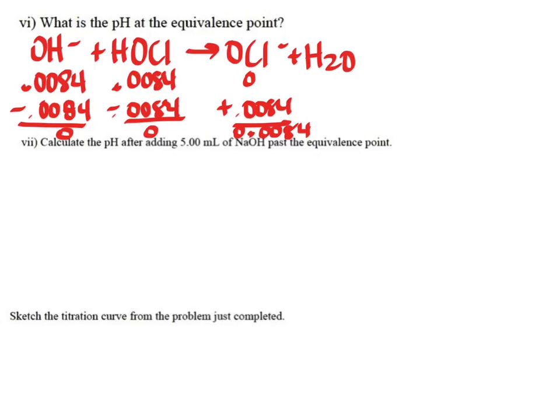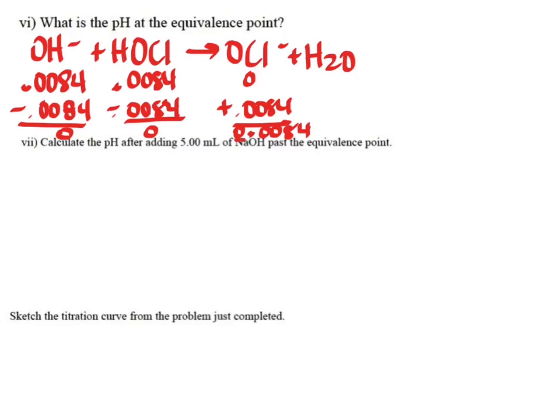All right, so OCl minus is left over. How are we going to find pH? If you have a salt, how do you find it? So what kind of situation are we in? We're in a hydrolysis, right?